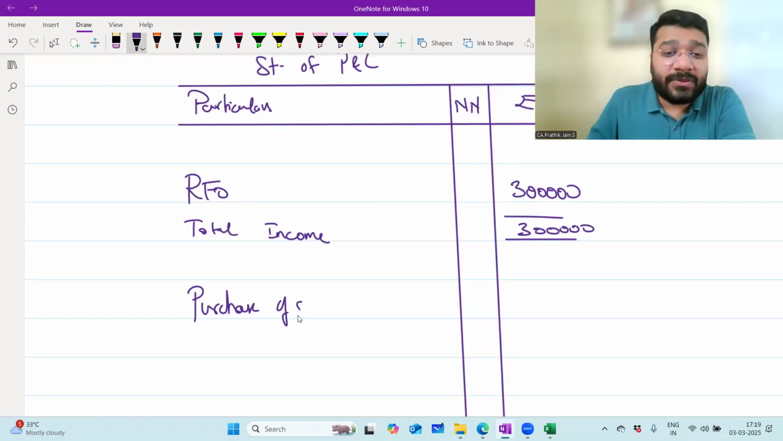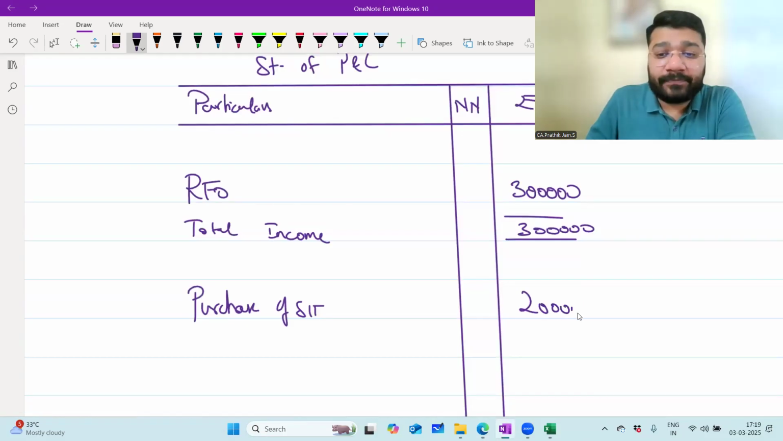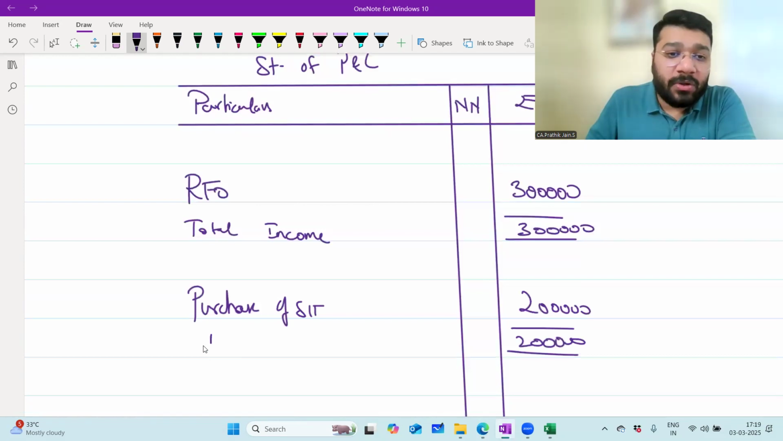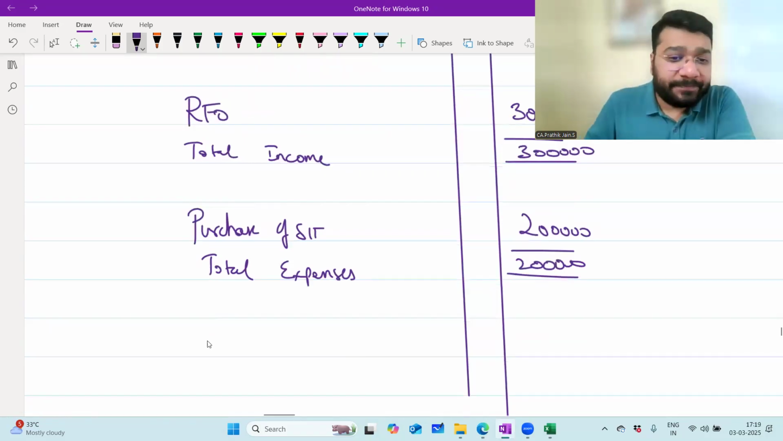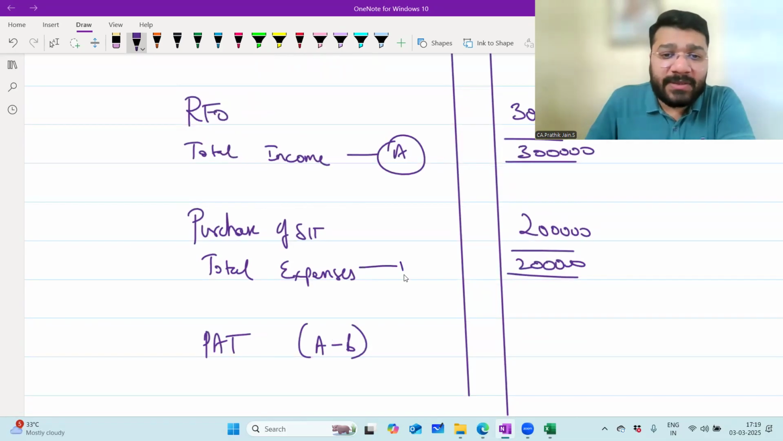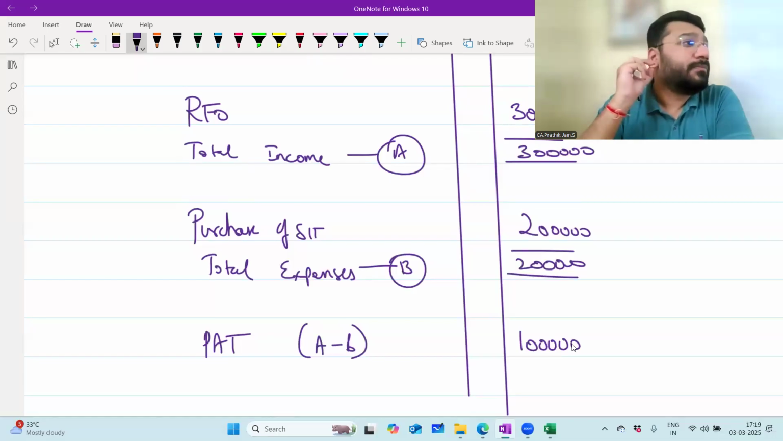Purchase of stock in trade. How much? 2 lakh. 2 lakh is your total expenses. Assume there is no tax. So profit after tax or profit before tax, whatever you say, is how much? A minus B. If this is A and this is B, how much is A minus B? 1 lakh rupees. Wonderful.